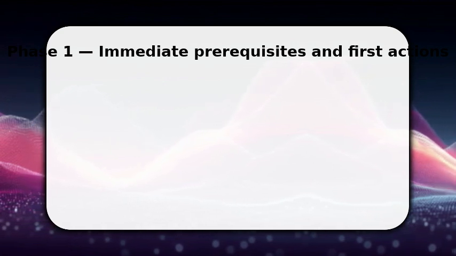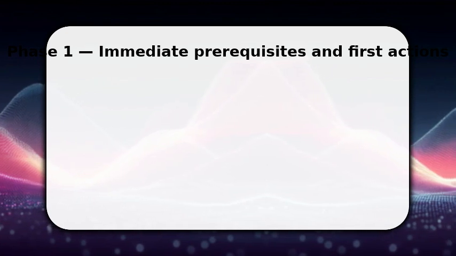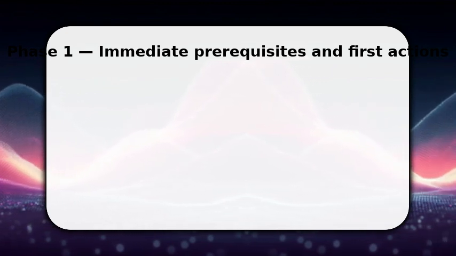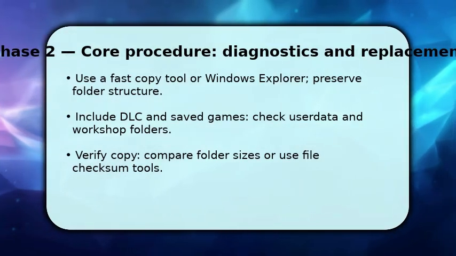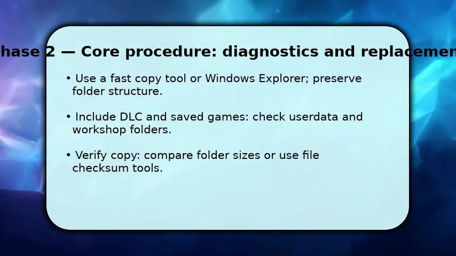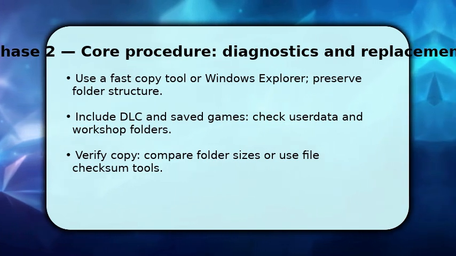Once done, copy the entire game folder and include the Steam apps/app_manifest file to preserve install metadata. Now perform the copy step carefully. Use a reliable copy tool or Explorer and preserve the exact folder structure so Steam recognizes the game later.